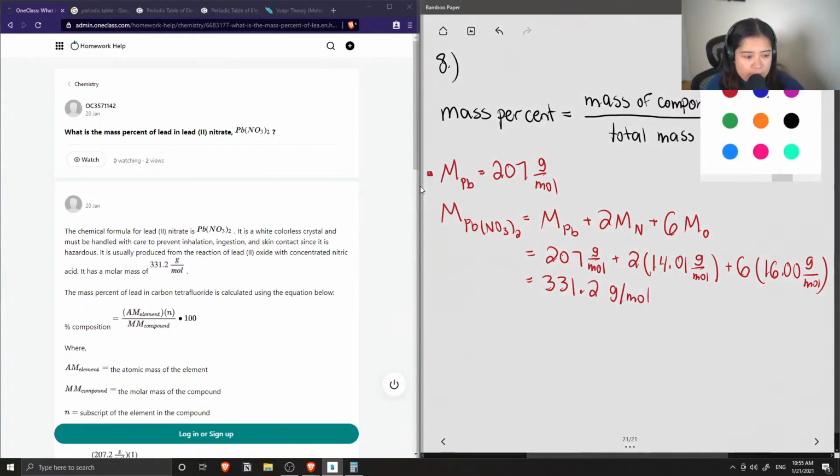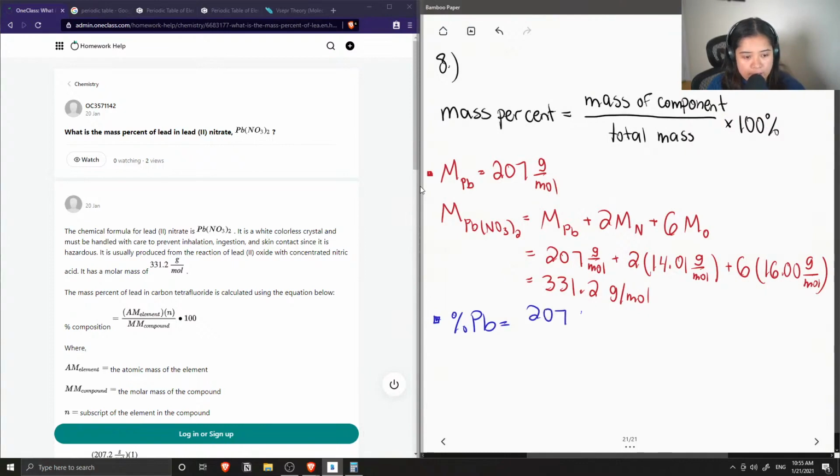So now that we have our two molar masses, we can calculate the mass percent of lead. Lead's molar mass we know was 207 grams per mole, and the total molar mass of lead nitrate is 331.2 grams per mole. So now we just divide the two, multiply by 100, and you get around 62.6%.